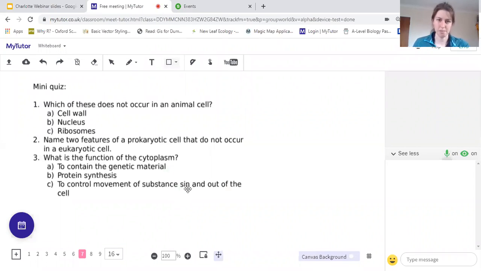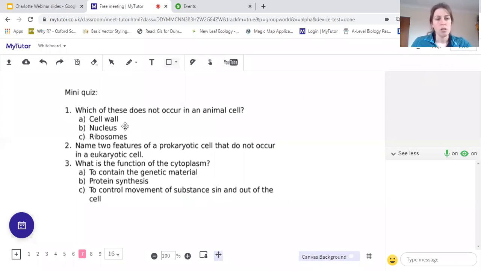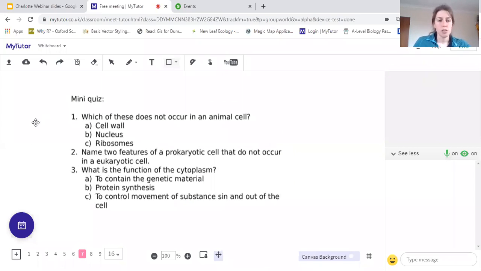Okay, mini quiz. So let's do this first and then I'll answer any questions. So pop your answers into the chat. So which of these does not occur in an animal cell? A, cell wall, B, nucleus, C, ribosome.